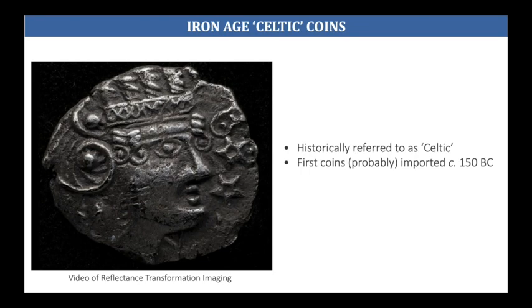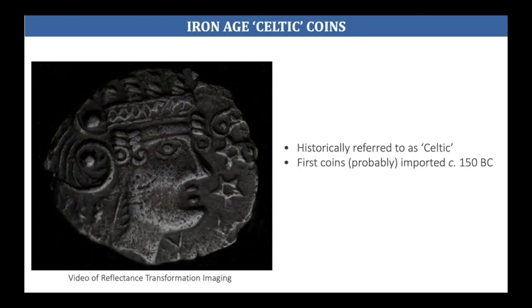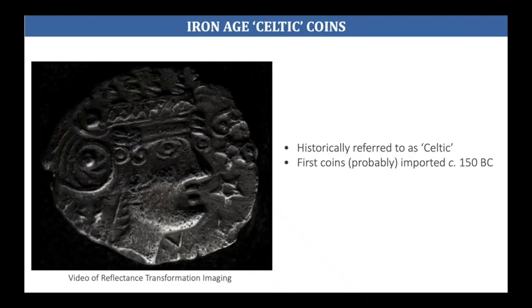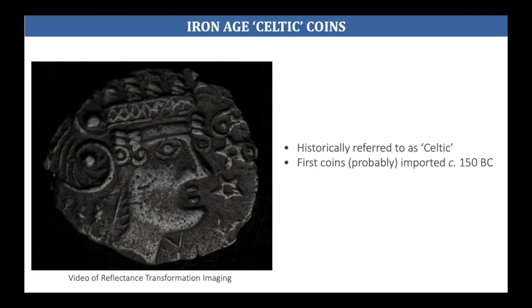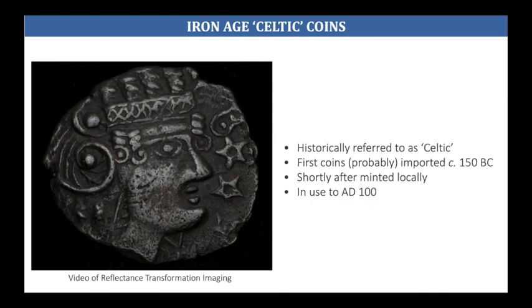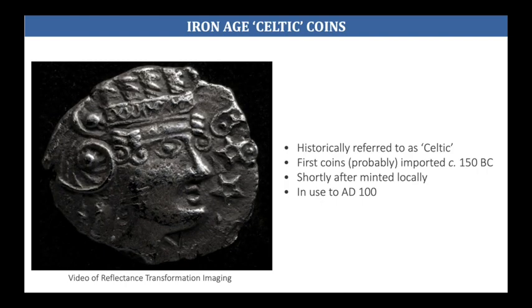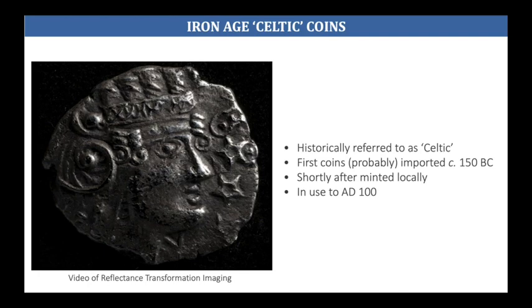These coins were used and produced variably through time from around the 2nd century BC to the mid-1st century AD. They were first imported from around 150 BC, but shortly thereafter they began to be minted locally. Although they were originally based on Hellenistic and Roman prototypes, they rapidly developed their own striking iconography and remained in circulation as late as AD 100.